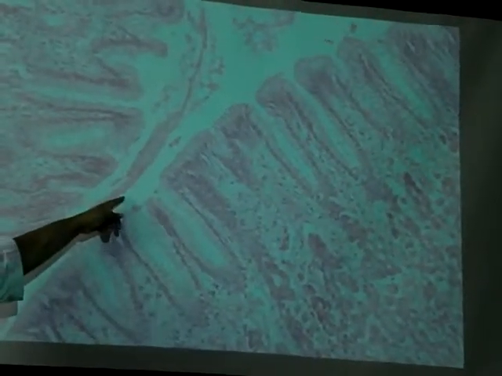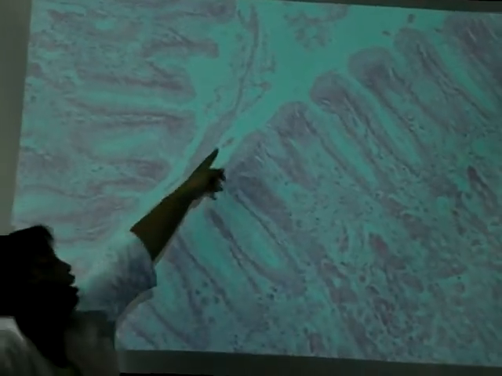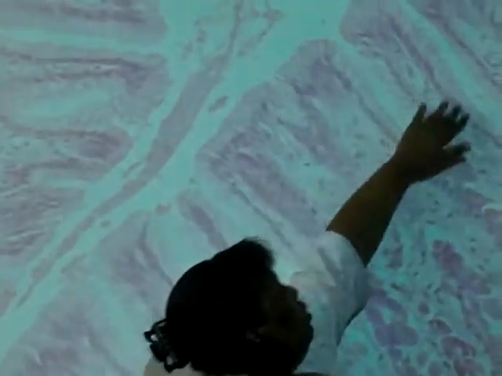Part of the organ that's next to the lumen. Here's your lumen, this white space you see in the middle. So this would be your mucosa right here, where you see these little hills. All of that is the mucosa.